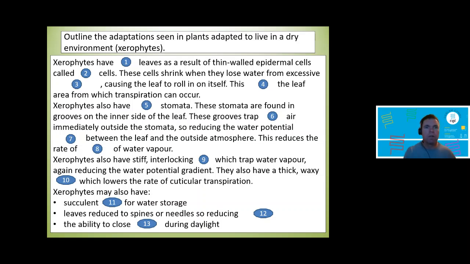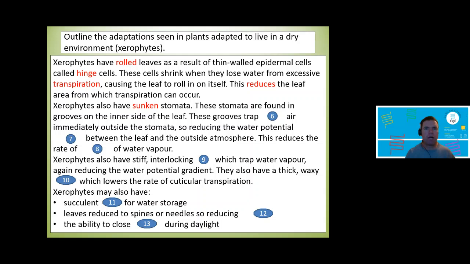Okay. So what are the key words we often hear? Xerophytes have rolled leaves as a result of the thin-walled epidermal cells. I didn't mention this there, but they have these hinge cells which allow the leaves to hinge and become rolled. These cells shrink when they lose water from excessive transpiration and cause the leaf to roll in on itself. This reduces the leaf area from which transpiration can occur, which I didn't mention then.